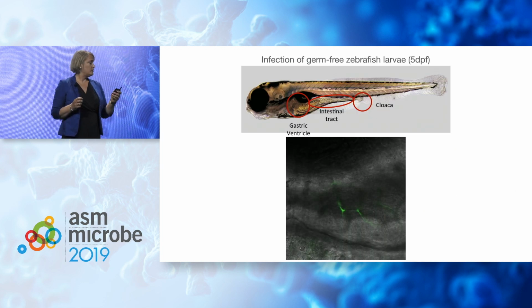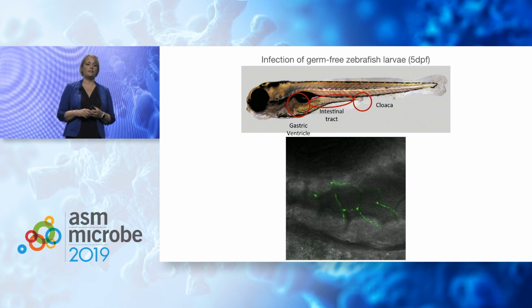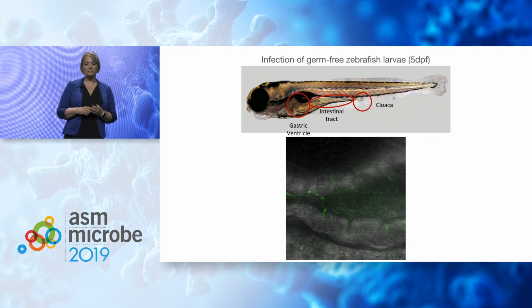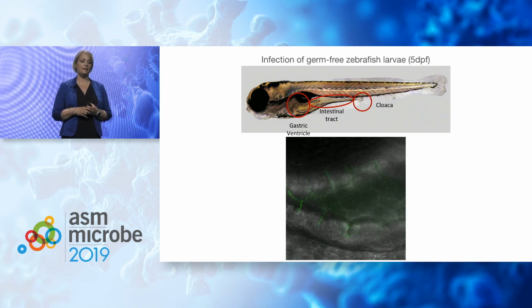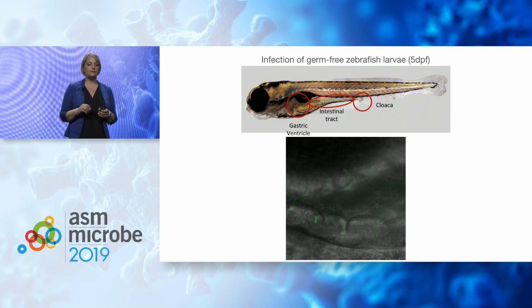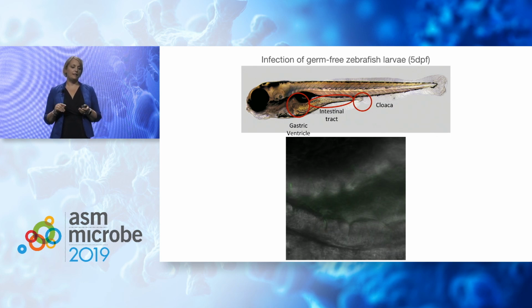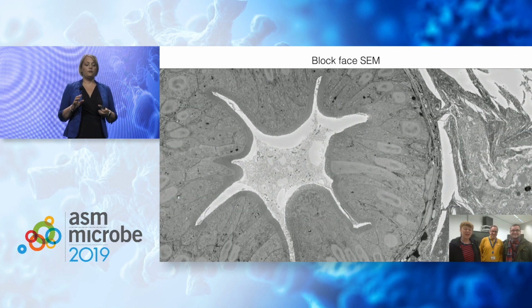So here is just to show, this is such a zebrafish larvae, and on the bottom you can see a movie of an infection of the gut. So it's a Vibrio strain with a GFP marker. So we have a really nice infection model here. And now, here's the first block phase SEM results.